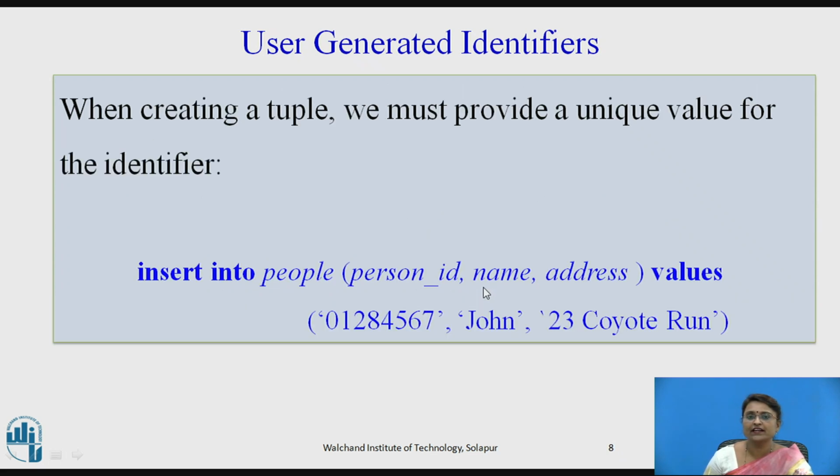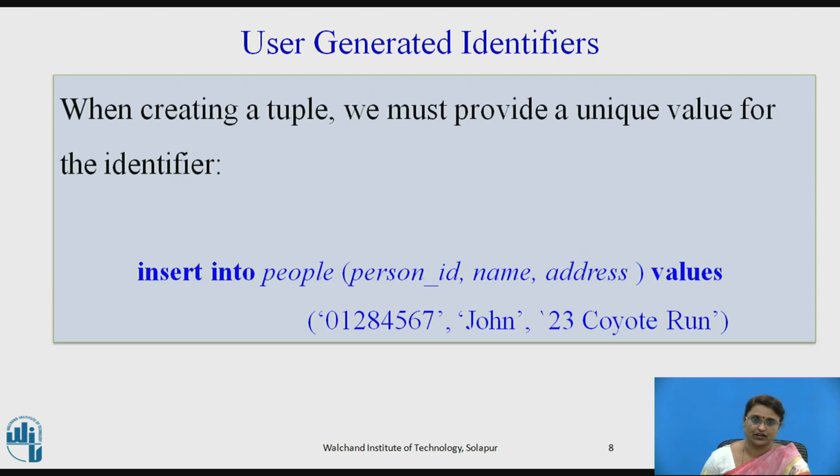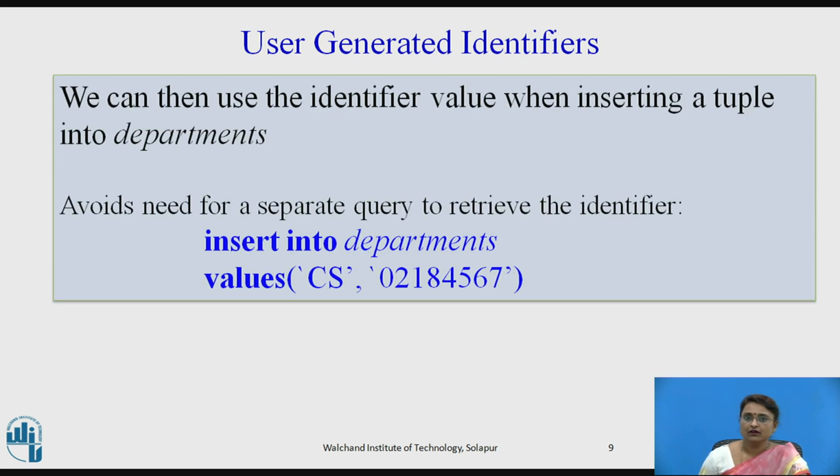And how have we provided that? We have provided that by this one. In what way? We are saying that person ID is user generated. So whatever the value given by the user is there, that will be considered as a reference. In this way we are inserting here.